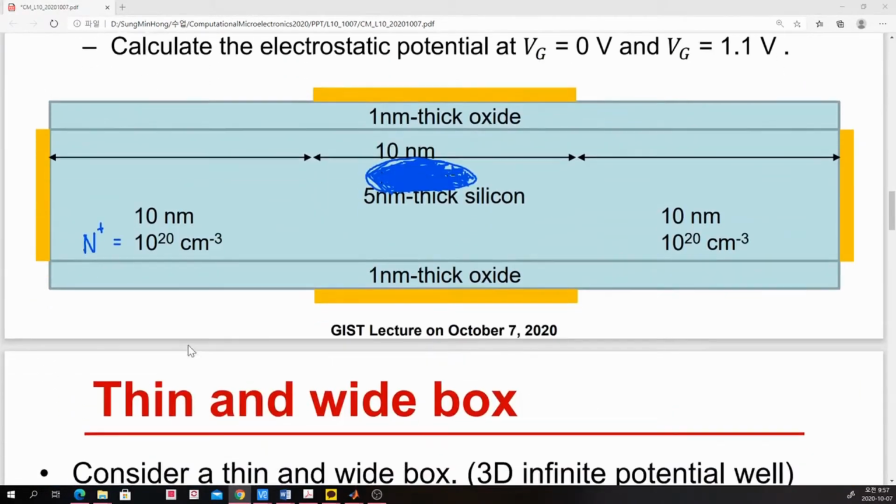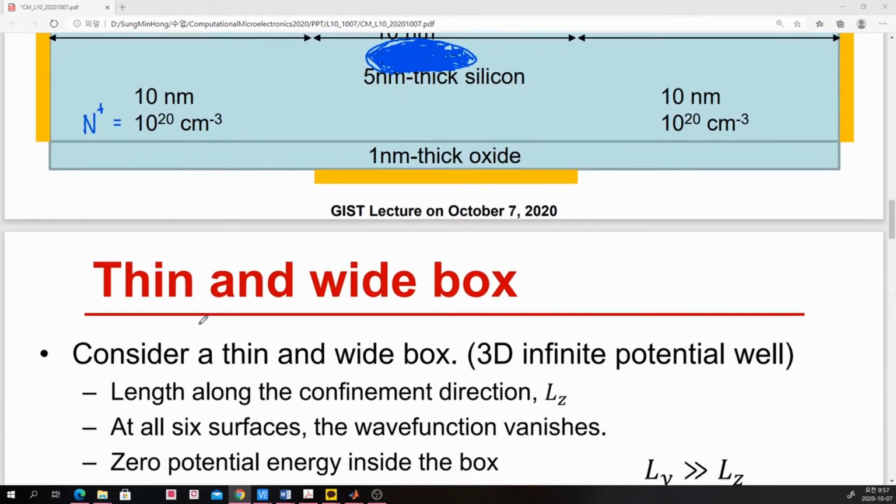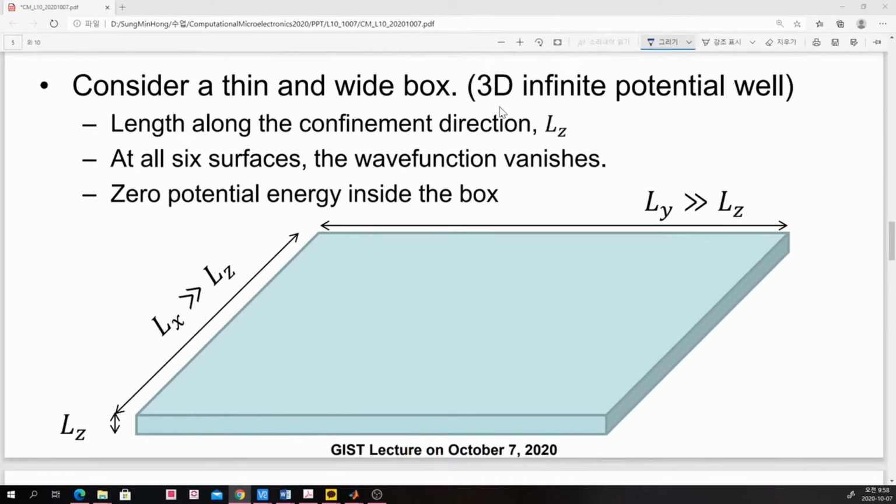We have slightly more than 15 minutes. Then let's just discuss our three-dimensional infinite potential well problem. The contents are already well explained in our previous lecture, lecture 9.5. So let me quickly go to this one. You have a three-dimensional infinite potential well problem.